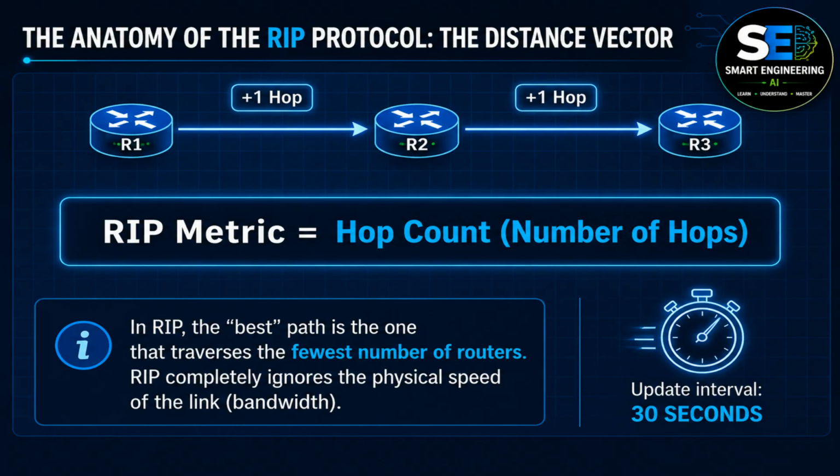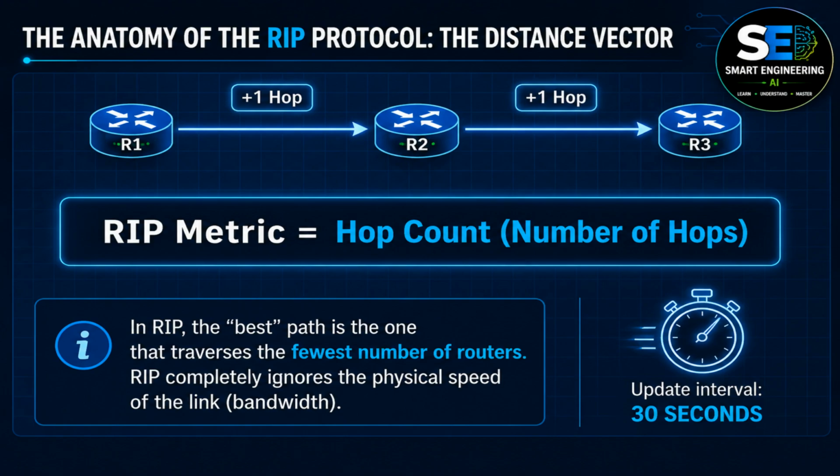Let's now explore the core principle behind the RIP protocol: the distance vector algorithm. RIP uses a very simple metric called the hop count. A hop represents one router crossed between the source and the destination. In this example, to reach router R3 from R1, the packet must pass through router R2. That means the route has a metric of 2 hops.